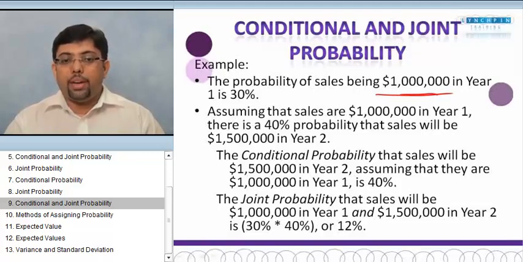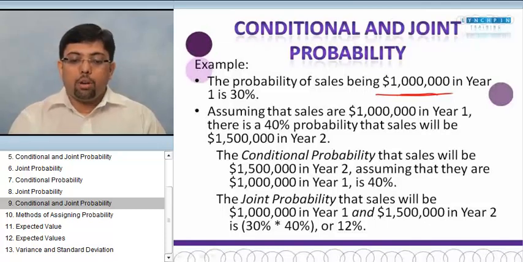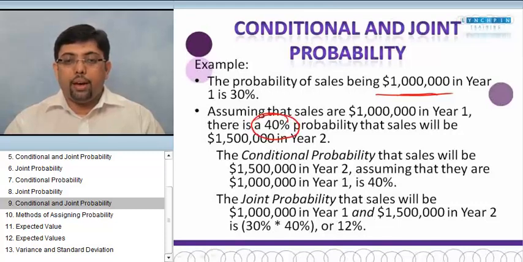The conditional probability, the first one, that the sales will be 1.5 million in year 2, assuming that they are 1 million in year 1, is 40%. Why? Because the likelihood of 1.5 million occurring in year 2 is 40%. So there is a conditional probability.